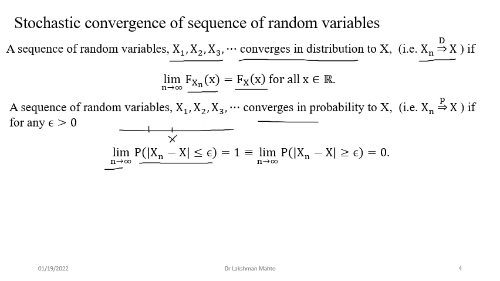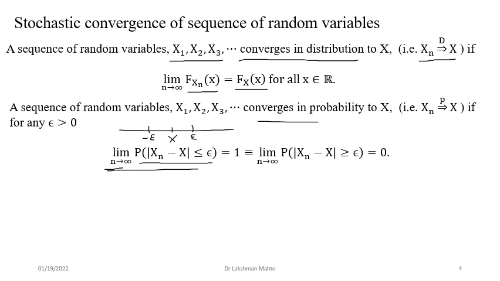Xn is within epsilon distance of X, where this one is the positive epsilon and this one is the negative epsilon. So what is the probability when n is very large? You can say that as n tends to infinity, with high probability the sequence of random variables is within epsilon distance of X.